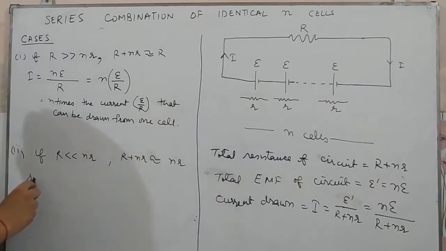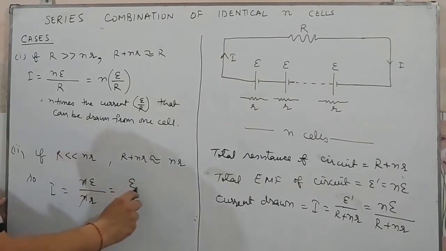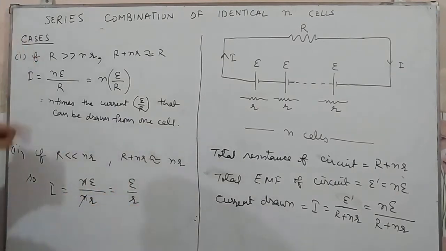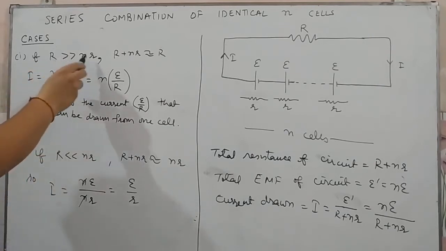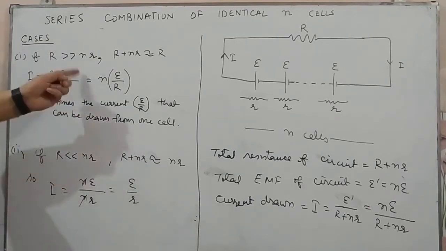So I equals n times E divided by n times r. Cancel. The result is this. Comparing both the results, you will see that the current drawn in this case is maximum. So the current drawn will be maximum only if R is very much greater than nr. You can compare the amount of current drawn in both the cases.